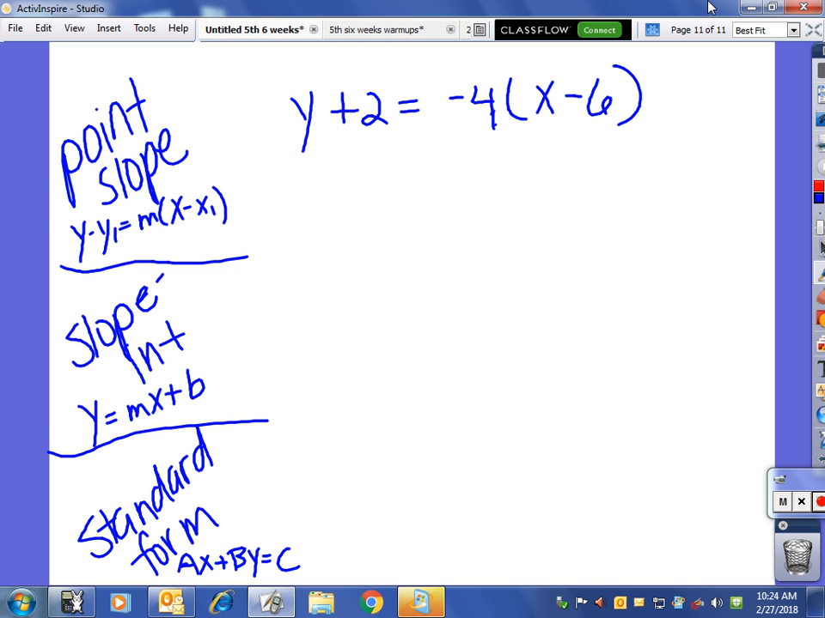Who knows? This is all the second lesson. Point slope form. It is 24. You're right. Trust yourself.